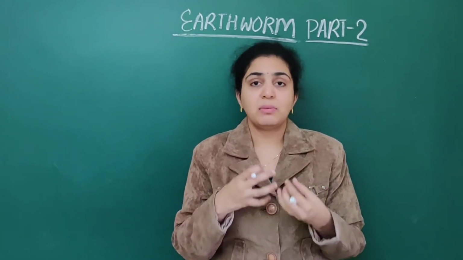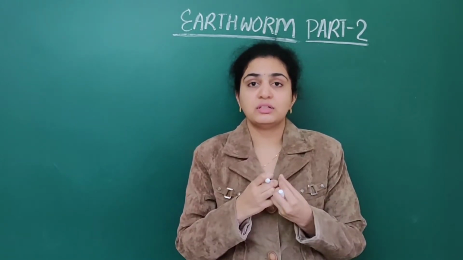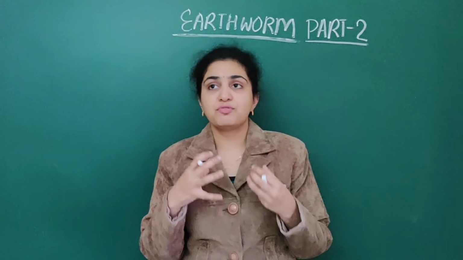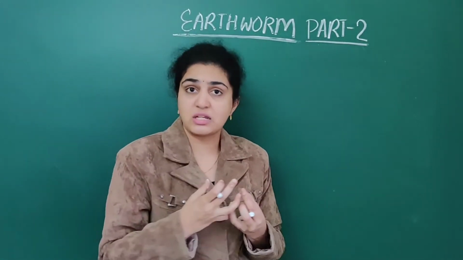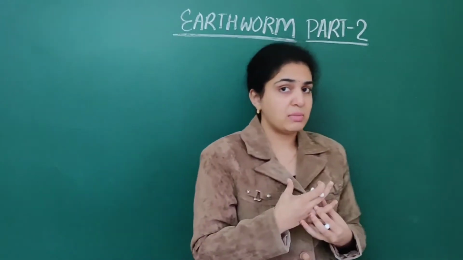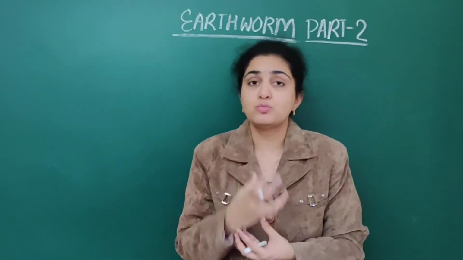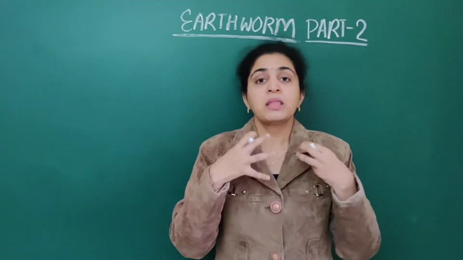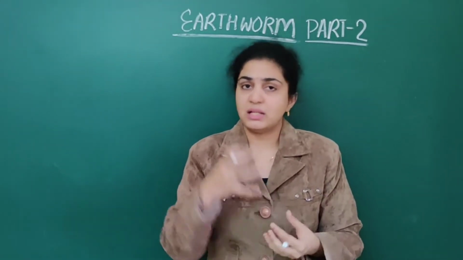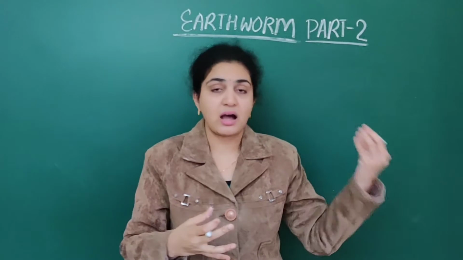Next we have seen the anatomy of the earthworm. First, outside it is covered by a moist cuticle. Next is the epidermis, afterwards two muscle layers, longitudinal as well as circular. Next is the inner coelomic epithelium. All this we have seen in the last class.